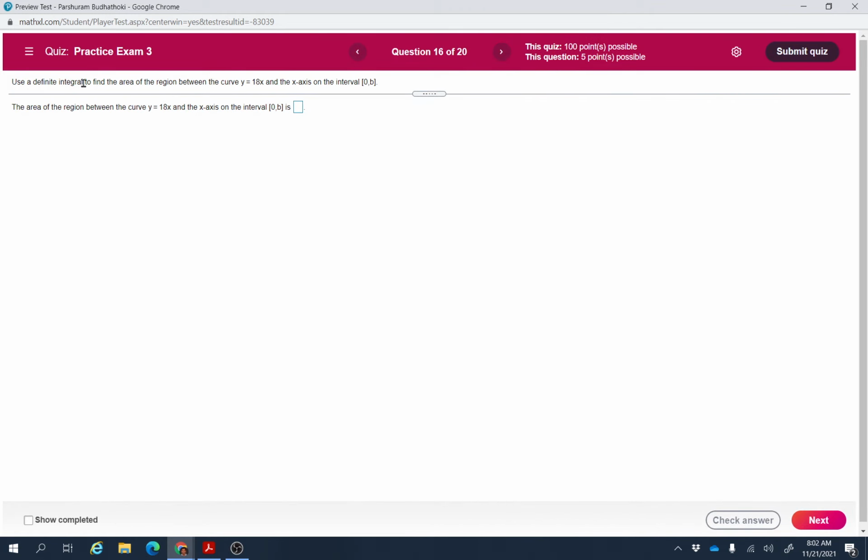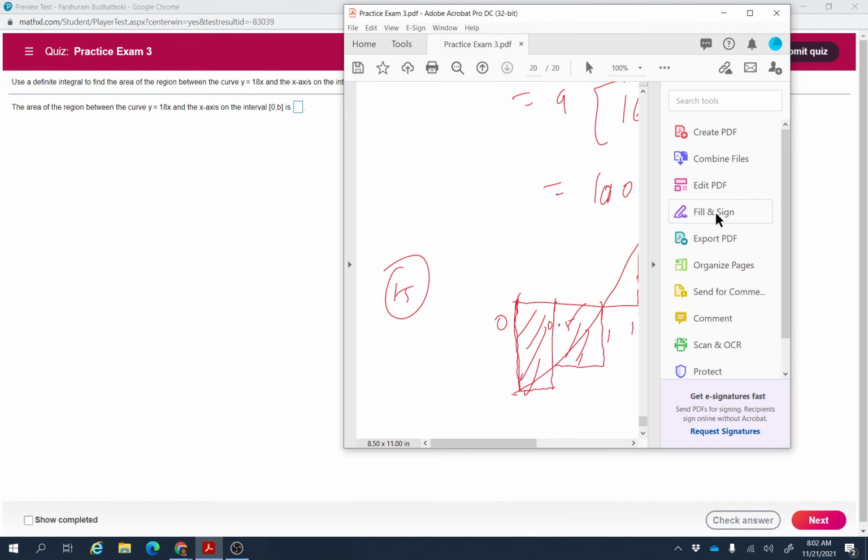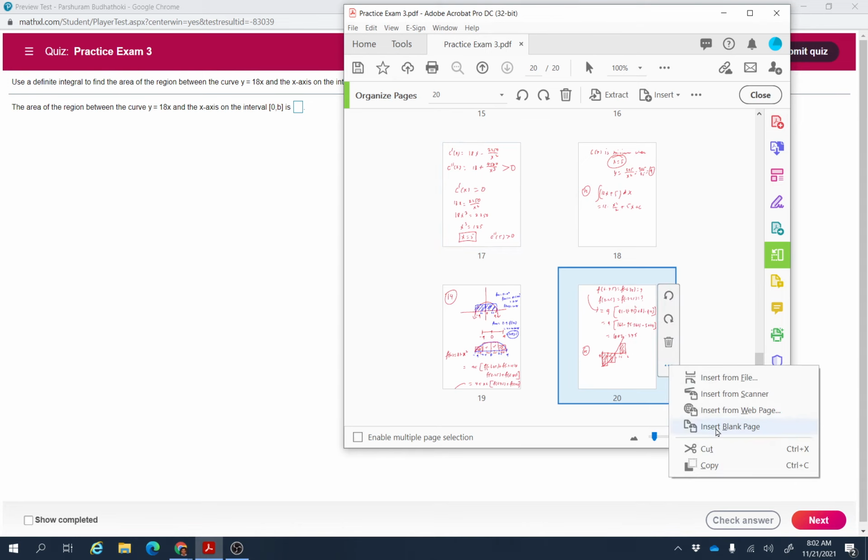Use a definite integral to find the area of the region between the curve y equals 18x on the interval 0 to b. Okay, I need some pages here.